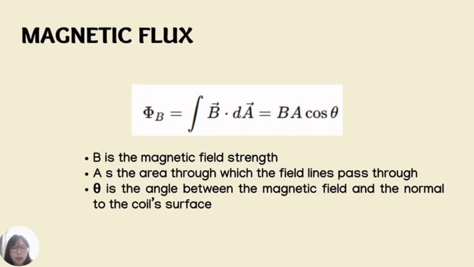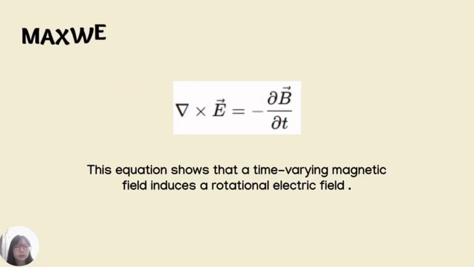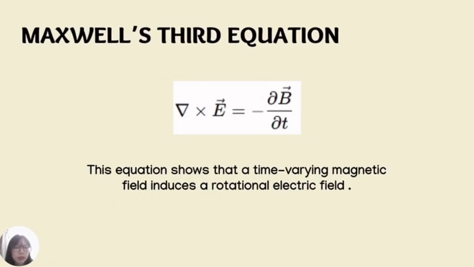In our experiment, the time varying current in the primary coil produces a changing magnetic field, which creates a changing flux in the nearby secondary coil, and that's what caused the induced voltage. Maxwell's third equation is del cross E equals minus partial B over partial t. This equation explains the same idea but in terms of electric and magnetic fields. A changing magnetic field creates a circulating electric field even without any wire. This is the fundamental reason we see voltage induced in our experiment.